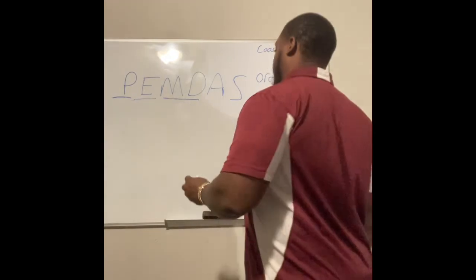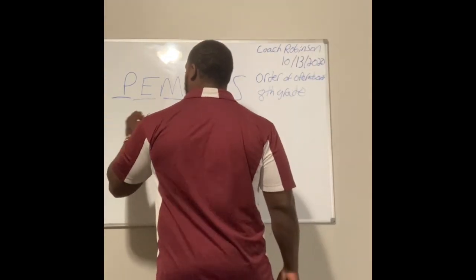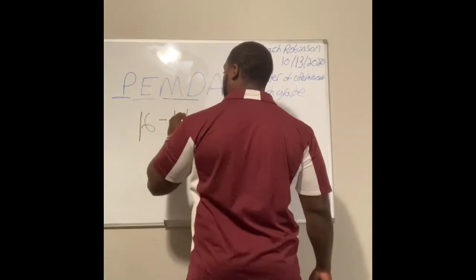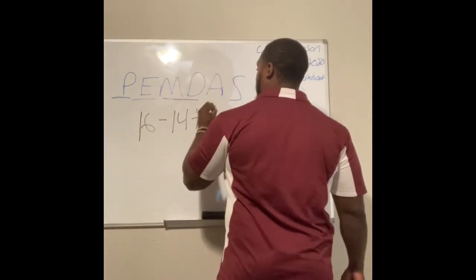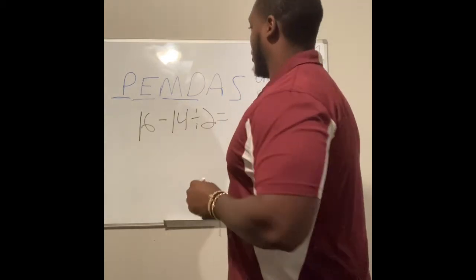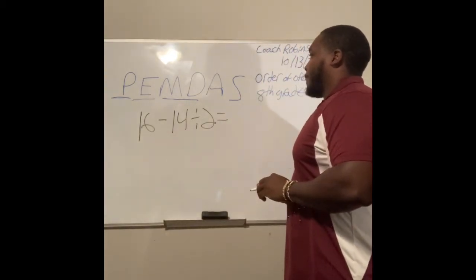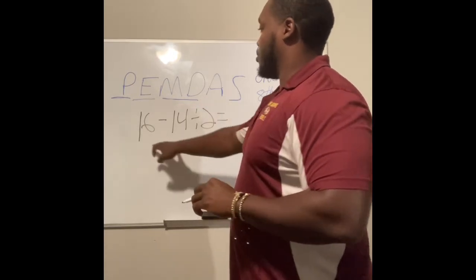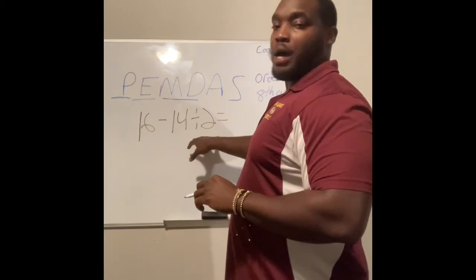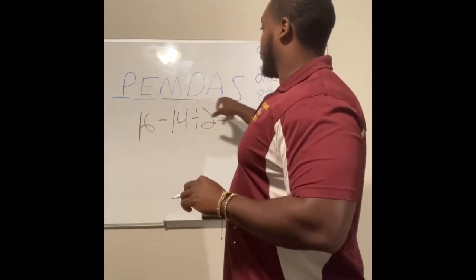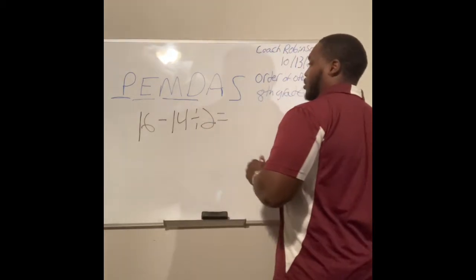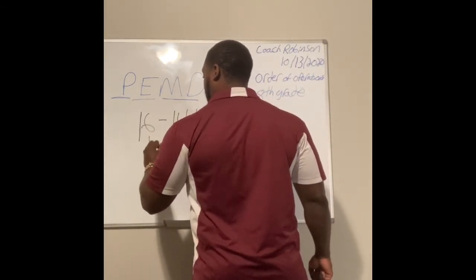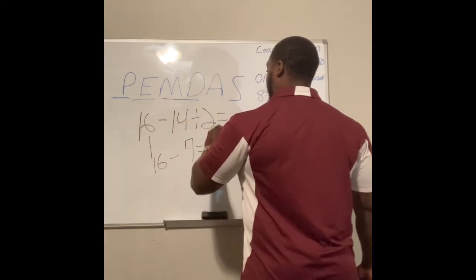Another example. I'm going to do 16, pardon my marker, minus 14 divided by 2. Now, what does this equal? According to the order of operation, division comes before subtraction. So even though it's backwards, you still want to handle the operation. You still want to divide before you subtract, right? So 14 divided by 2 is 7. And drop your 16. 16 minus 7 is 9.